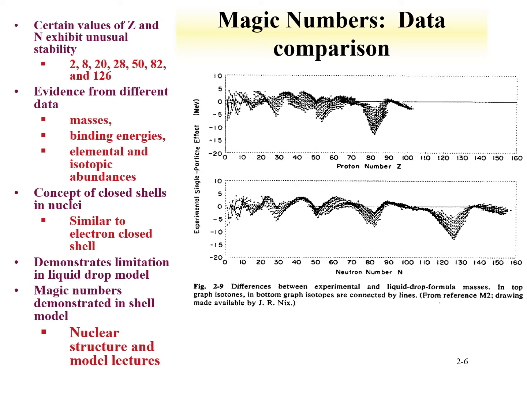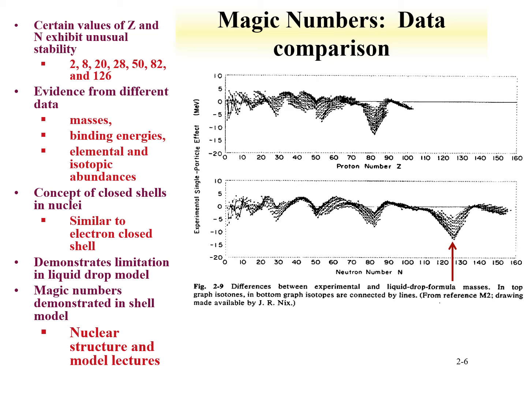And if you look at this, there are some trends. We see that at 2, 8, 20, 28, 50, 82, and 126, for both the neutrons and the protons, we see these variations. And this is kind of evidence that there's some stability going on at these numbers. So we get unusual stability exhibited with 2, 8, 20, 28, 50, 82, 126.